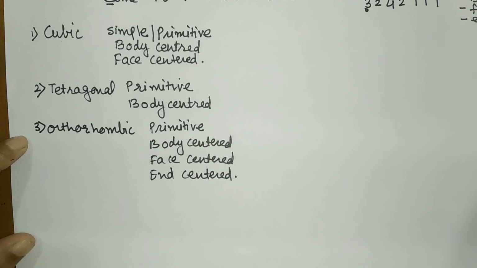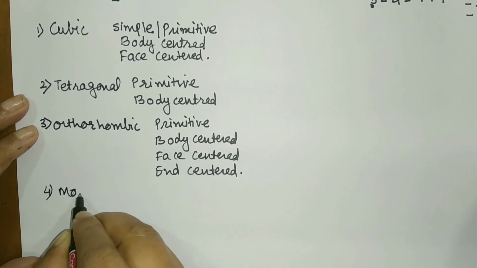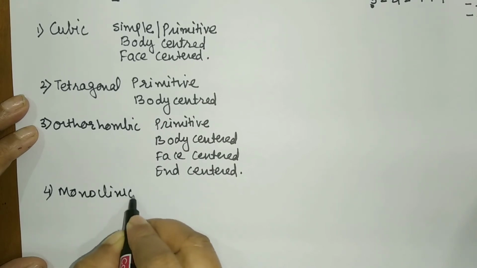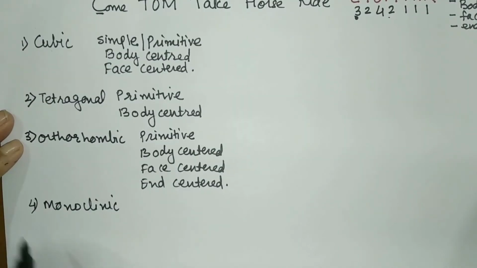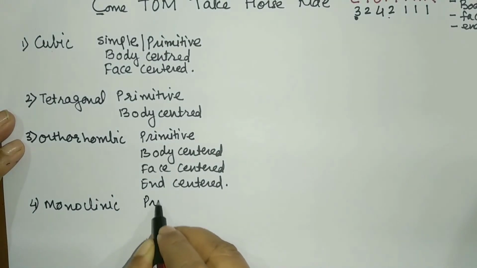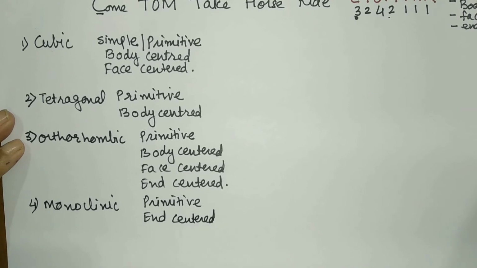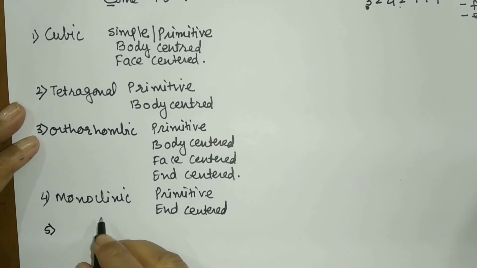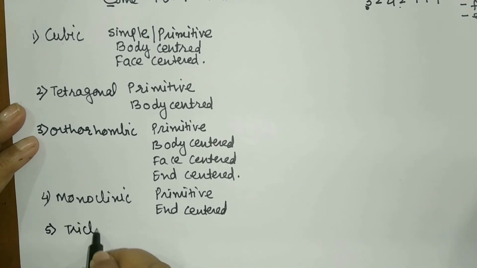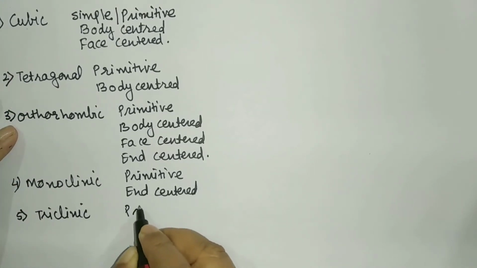Let us come to the next one. Next is M. So what is that? M is monoclinic. What is the number under monoclinic? It is 2. Now this is an exception. Here I will have primitive and I will end it, so it will be end centered. Next is T. What is that T? T is triclinic. The number under triclinic is 1, so it will only have primitive.